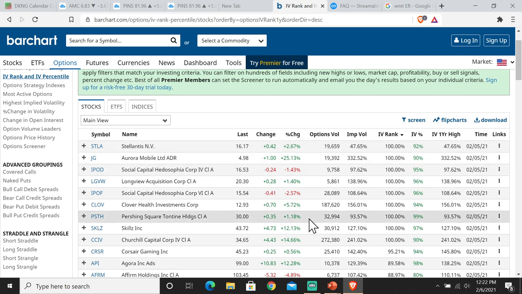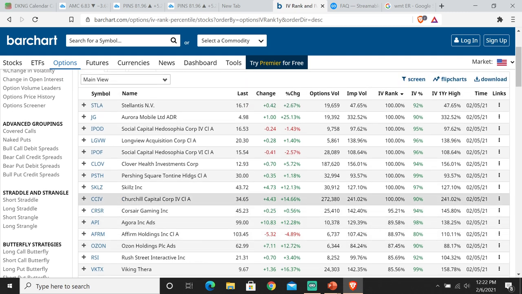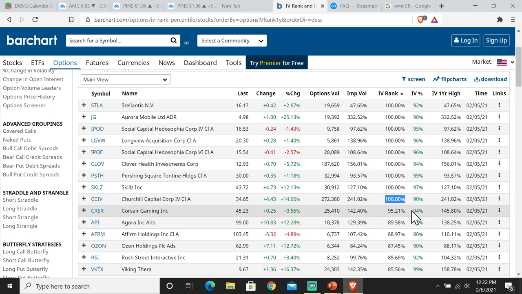So 100%. These are things that are really, really high right now. You probably know a lot of these. I feel like 007 probably covers some of these, like SPACs and stuff like that. We have CCIV here, which is another EV play. You can see that IV rank is 100%. That means it's the highest IV it's been at for 1 year. Remember, that's the definition. And currently IV percent is 90%.